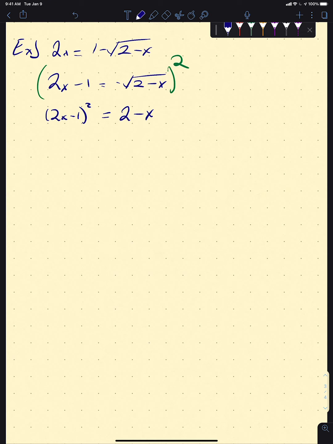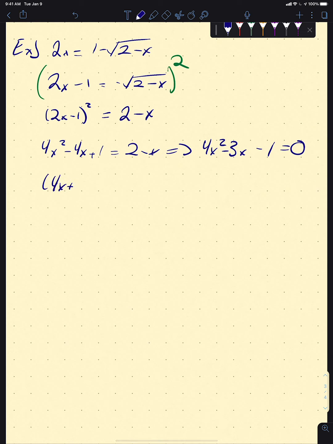When I square this left-hand side here, this is a perfect square. This is 4x squared minus 4x plus 1 is 2 minus x, which when we move that over, we get 4x squared minus 3x minus 1. Sorry, this is indeed a factorable expression. This is going to factor into 4x plus 1 and x minus 1 equaling 0. And so that gives me 2 candidates, right? We have x equals 1 and x is minus 1 over 4.